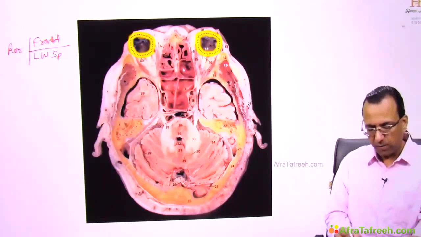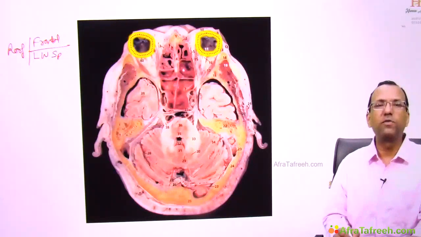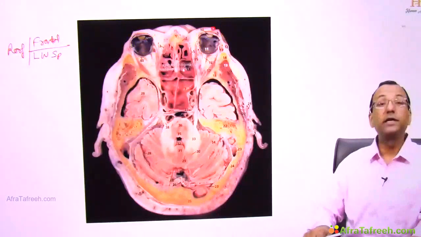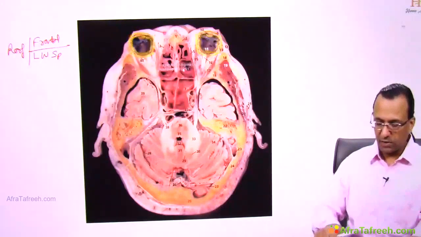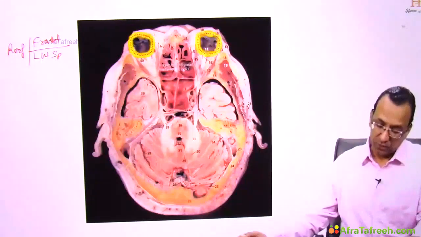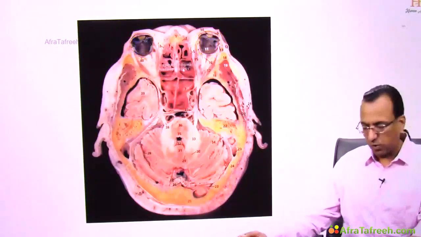Now, when you are talking about the roof of the orbit, there are two bones. You must have removed them. One is the frontal bone and the other is the lesser wing of the sphenoid. Then only you can see the eyeball. Okay. What else do you want to see?